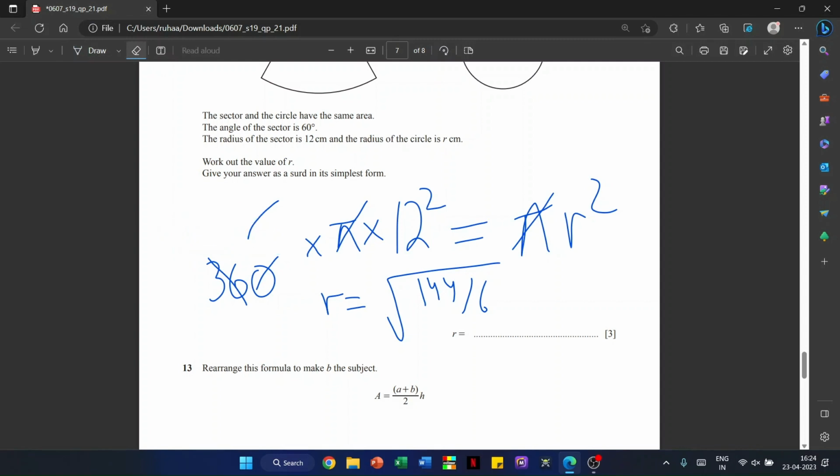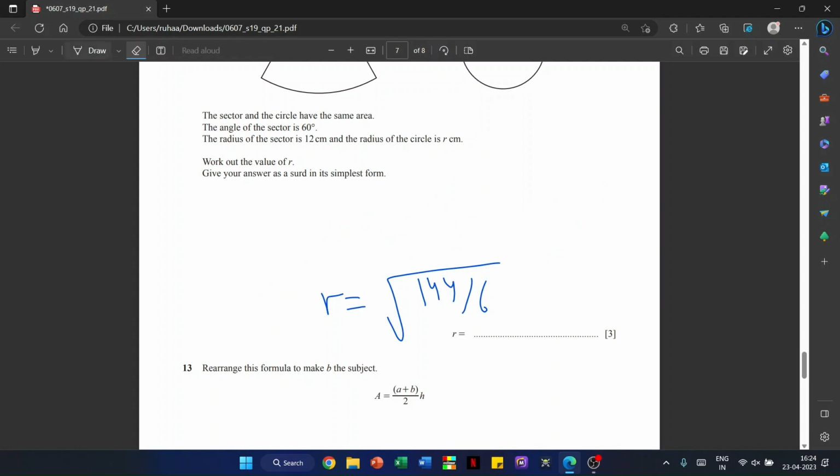So let me just try simplifying it. 144 divided by 2 is going to be 72 divided by 3. Now, it has to be in its simplest form. That's why I'm doing this. 72 divided by 3. Let's see if it's divisible further. It is. 7 plus 2 is 9. 9 is a multiple of 3, which means that we can divide it further. But what is it going to be? Well, 3 into 20 is 60, and 3 into 4 is 12. Add that up, you get 24.